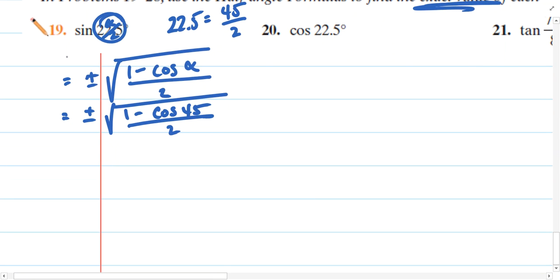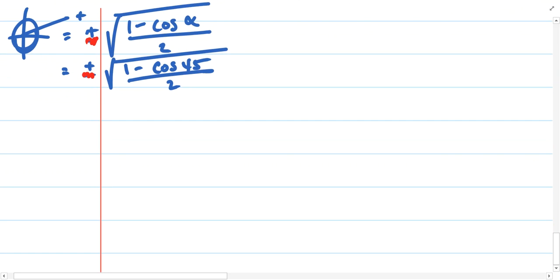Now, we can pretty easily eliminate this plus or minus symbol if we consider the position of this particular angle. Sine of 22.5 degrees, 22.5 is somewhere down here. The y value at this position is positive. So I don't need to even consider this negative component anymore. I know that when I'm finished, I'll be dealing with a positive result. So from here on out, I'm not going to include that anymore. Now, 1 minus cosine of 45, the x value at 45 degrees is square root 2 over 2.